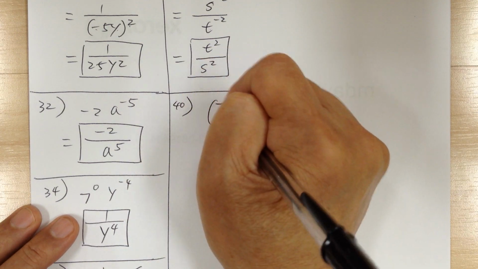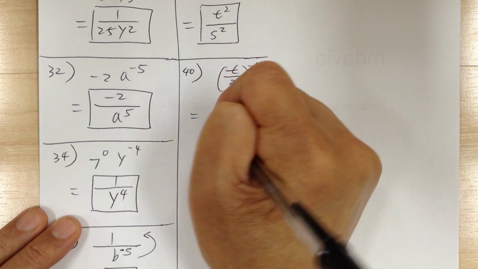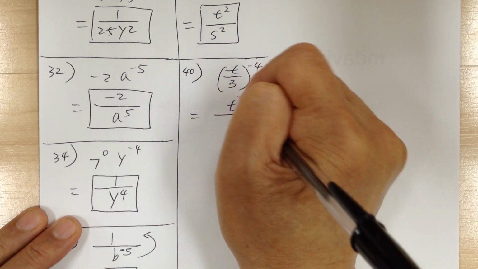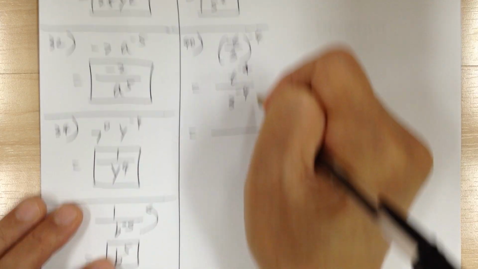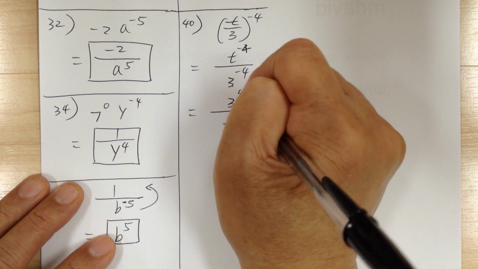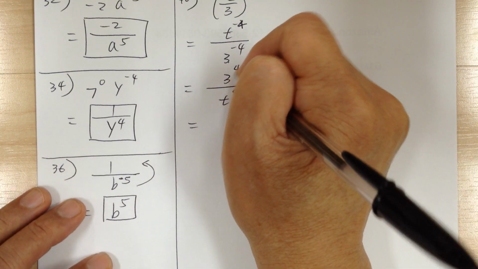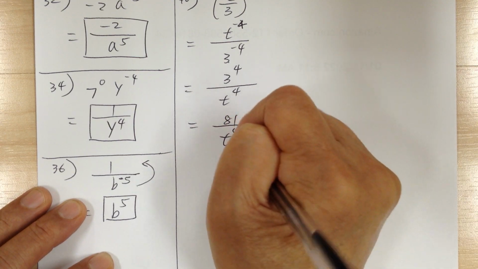Okay, so you've got t over 3 to the negative 4 power. Apply the power rule, so you get t to the negative 4, 3 to the negative 4. Then you do the flipping. This gets flipped to the bottom, this gets flipped to the top, and then you evaluate. 3 to the 4th power is 81.